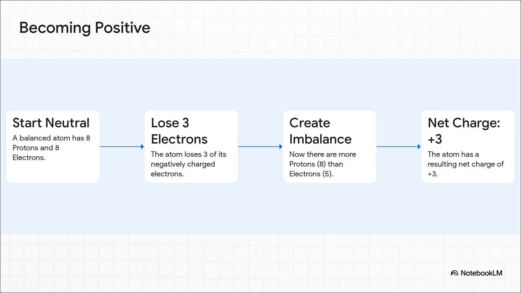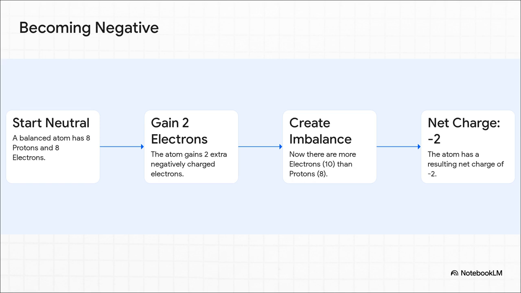But atoms can lose or gain electrons, and that's when things get interesting. Let's say our neutral oxygen atom loses 3 of its electrons. Now, the 8 positive protons in the nucleus are still there. They're locked in. But now there are only 5 negative electrons flying around. The positive charges now outnumber the negative ones by 3, giving the atom an overall charge of positive 3.